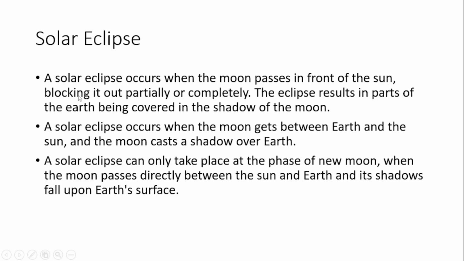in front of the sun, blocking it out partially or completely. The eclipse results in part of the earth being covered in the shadow of the moon. A solar eclipse occurs when the moon gets between the earth and the sun and the moon casts its shadow over the earth. A solar eclipse can only take place at the phase of new moon. When the moon falls directly between the sun and the earth, its shadow falls upon the earth's surface.